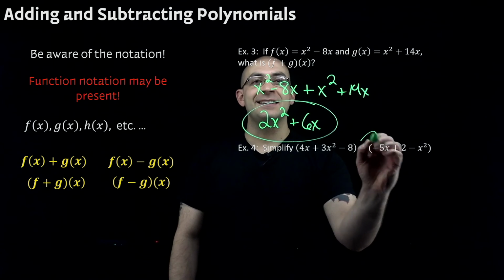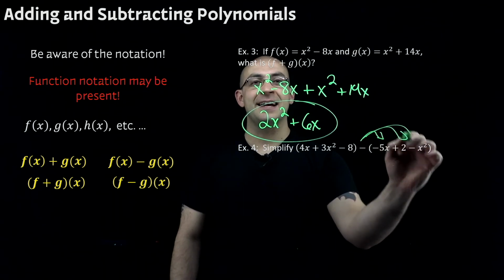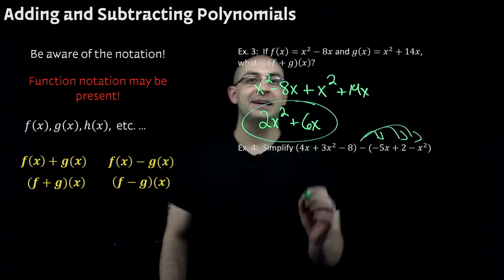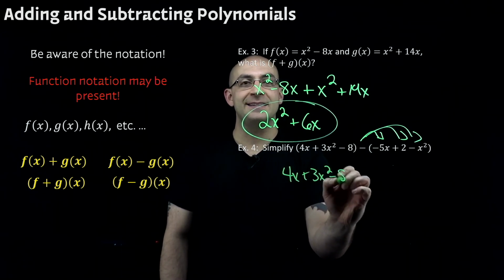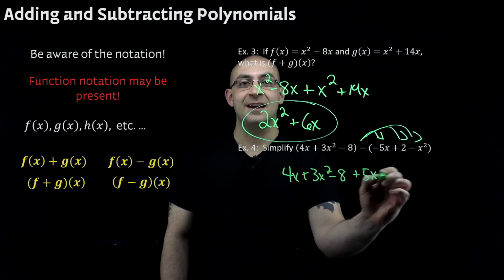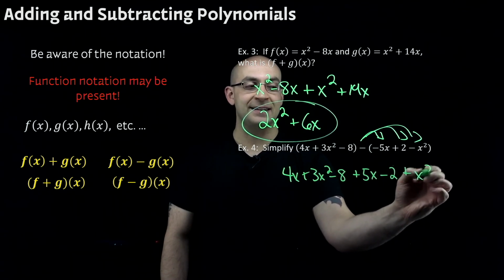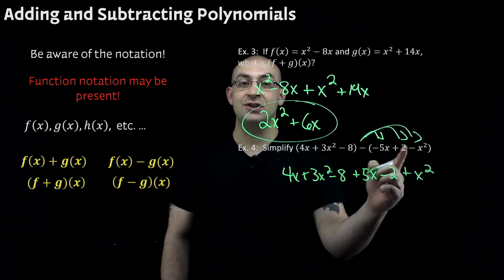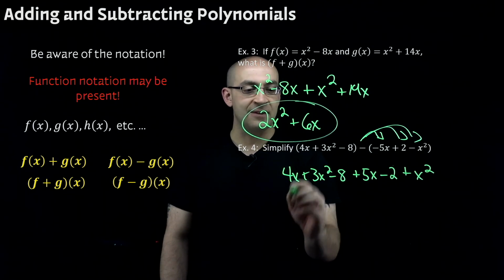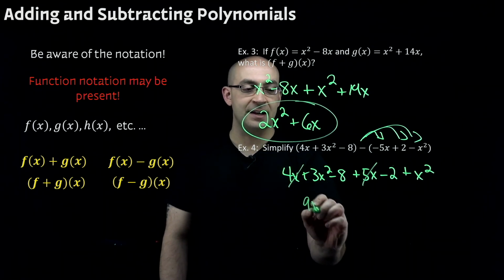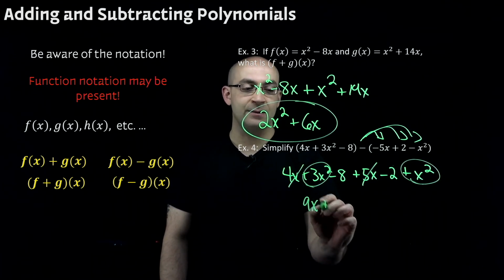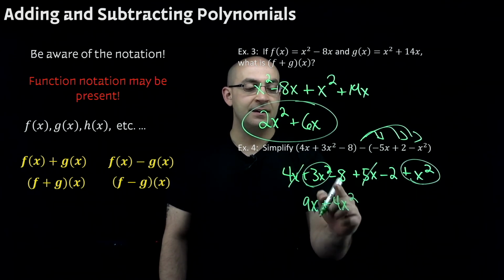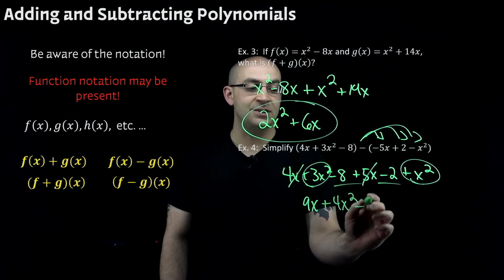All right, the minus sign distributes to everything on the right-hand side. I don't know what those arrows are. Those are really weird arrows. Let's rewrite 4x plus 3x squared minus 8 plus 5x minus 2 plus x squared, right? The sign changes everything on the right. So I've got a 4x and a 5x, which is 9x. I've got a 3x squared and a 1x squared, which is 4x squared, and a negative 8 and a negative 2, which is negative 10.